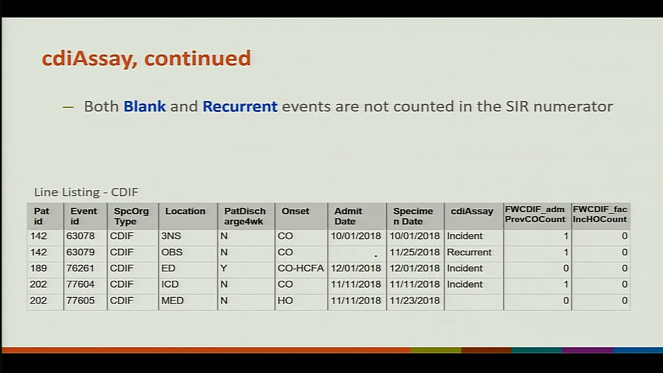Both blank and recurrent events are not counted in the SIR numerator, and I promise I will tell you what's in the numerator, just one more piece. This is also a sample line list of CDI, where you can see the onset and CDI classification. Again, when you're working with your line list, feel free to pull in as many variables as you need. These are just some of the suggestions, some of the go-to variables that I pull in when I'm looking at line lists.